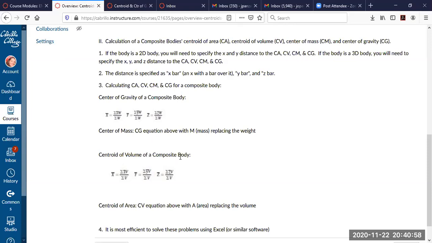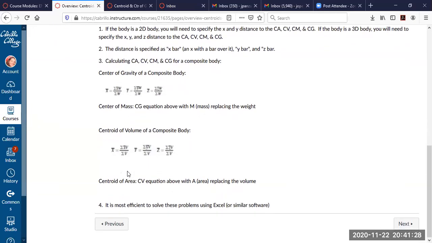For centroid of volume of a composite body, the equation is exactly the same, but instead of looking at weight, I'm looking at volume. And as you could assume, centroid of area is the same equation, but with area. So what we're doing for each one of these is summing up the centroid, center of mass, or center of gravity times the critical component for all the bodies or parts in the design, and then you divide it by the total of whatever the critical component happens to be.